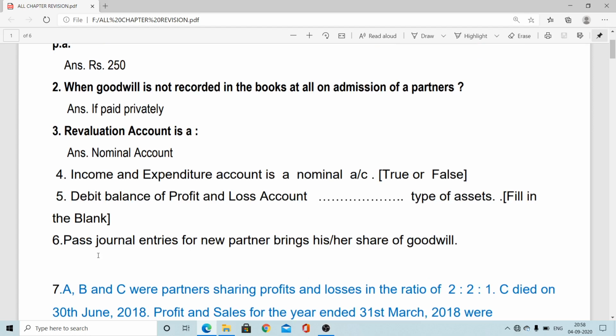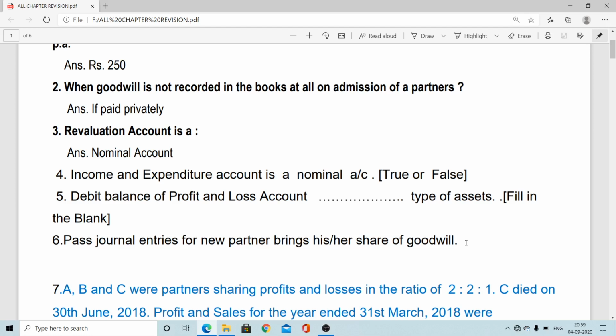Now, passing a journal entry: pass the journal entry for a new partner bringing his or her share of goodwill. Suppose an incoming partner, a new partner, wants to take admission, and that new partner contributes his share of goodwill money. We know that it is under the premium method. There are two entries. One is cash or bank account debit to premium for goodwill, that is the contribution time entry. And the distribution time entry is premium for goodwill account debit to old partners' capital accounts in the sacrificing ratio. So you have to remember those two entries.